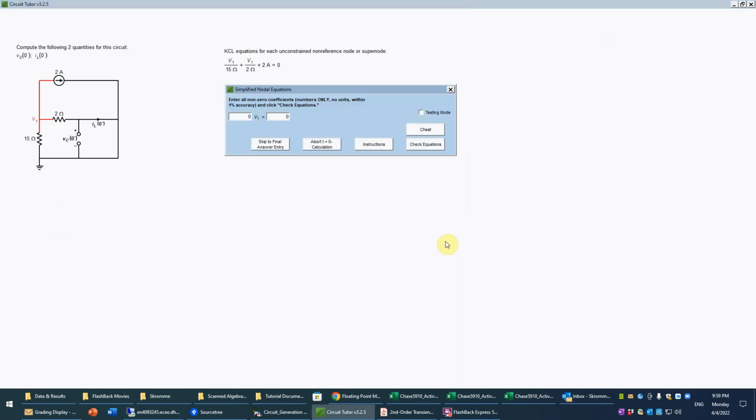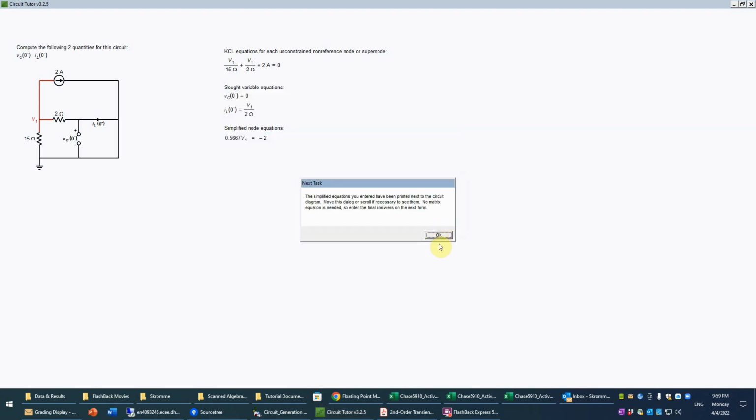And so now it just wants us to put this into a single form. And so for the V1 coefficient, I could just do the calculation. That's 1/15 plus 1/2. If I just put that on a calculator here, 1/15 plus 1/2 would give me 0.5667 times V1. And then over on the right-hand side, I bring this constant over to the right, and that's going to give me the -2 there. Okay. And you, of course, won't have the cheat button there, but that just helped speed that up for me a little bit. So we'll check that now. And that's our simplified equation. It's just one equation and one unknown, so very simple.